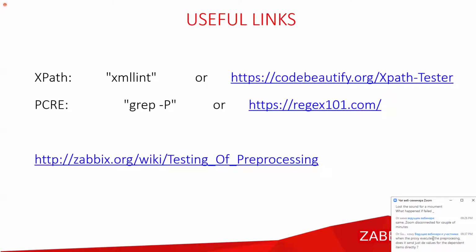So here are some useful links that you probably will use, not for all your preprocessing, but for these types of preprocessing like XPath or PCRE. And of course, the wiki page on testing of preprocessing, so you can test how it works and whether it will actually return something that you are specifically looking for.